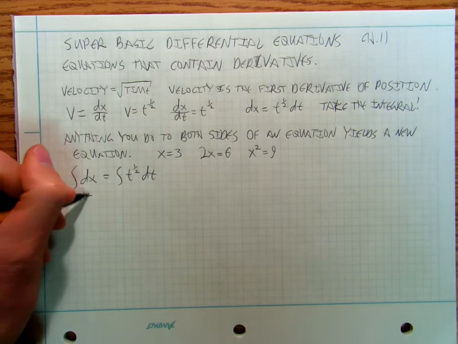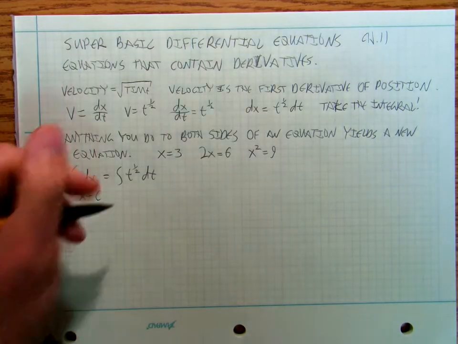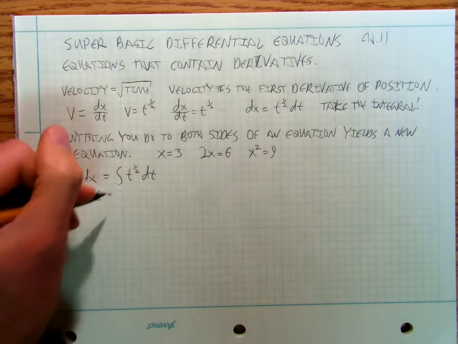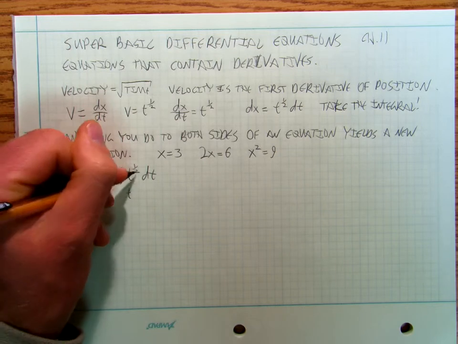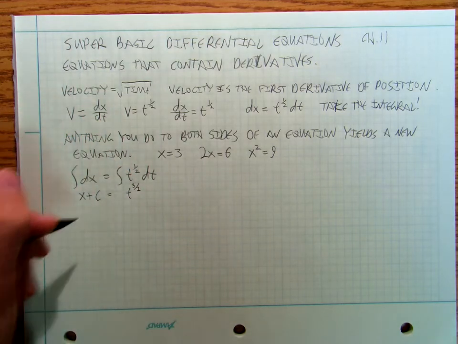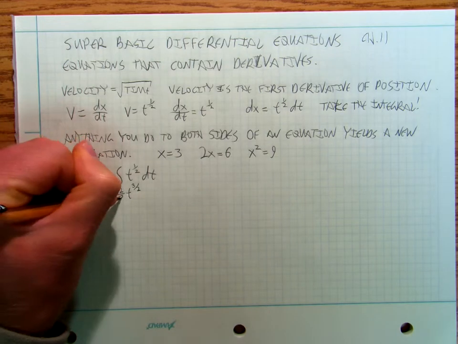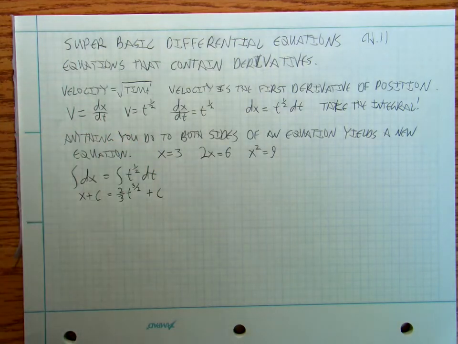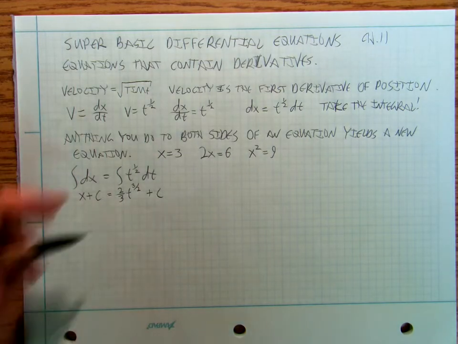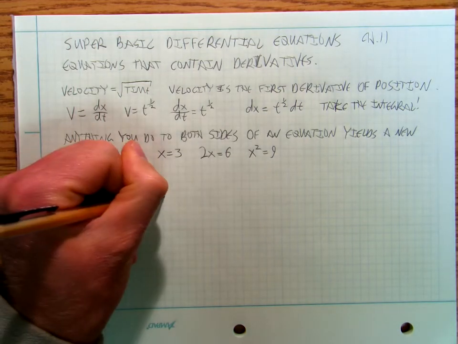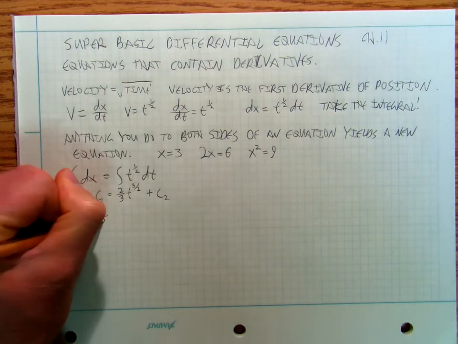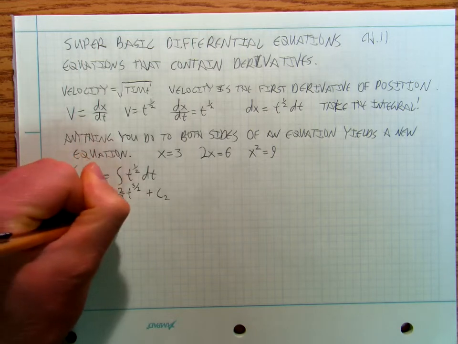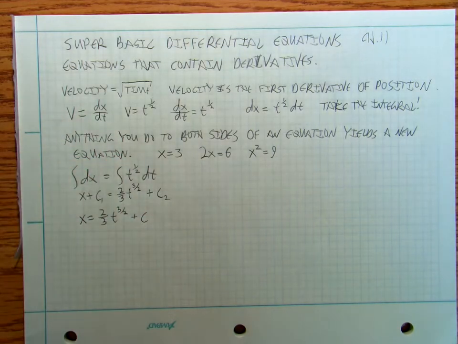So on this side, I'm going to get x plus c, and on this side, t to the 1 plus 1/2, which is 3/2. Multiply by the reciprocal, that's 2/3, plus c. Okay, well now I've got these two C's. I'll call them C1 and C2. But what I'm going to argue is that I can write this as x equals 2/3 t to the 3/2 plus just one C.